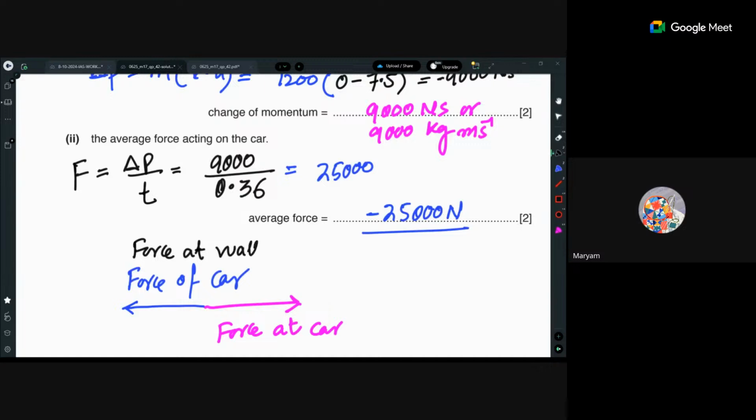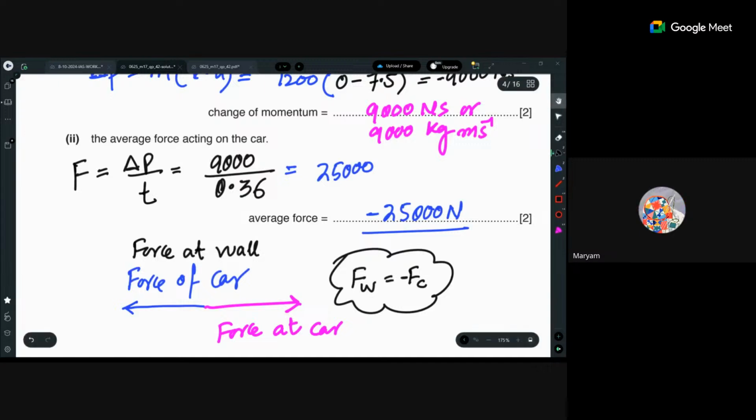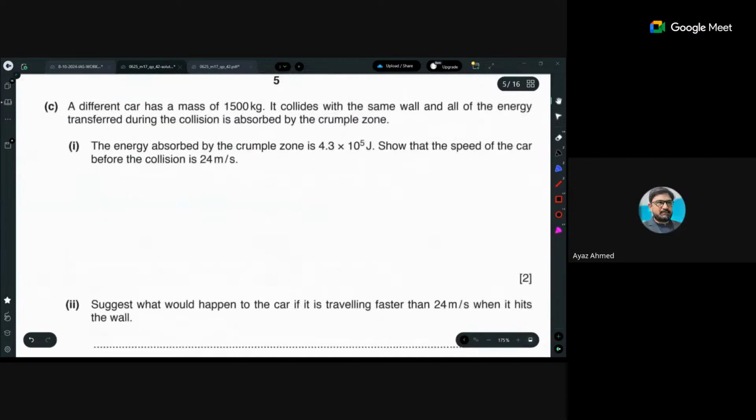So both are equal and opposite, right? So force of wall is equal to force of car. Sorry, force at car, but opposite in direction. That's why you are taking the negative sign. Okay. Got it. Is it clear? Yes.